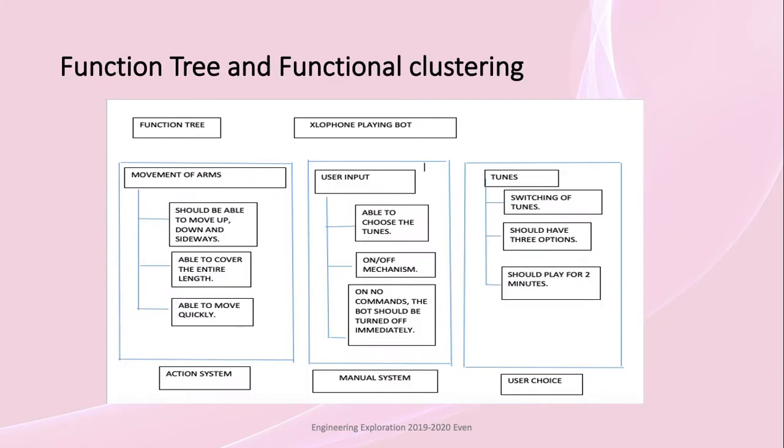Further, we looked into the functions our bot should be able to perform and we created a function tree and divided it into 3 categories. The first one, movement of arms. The bot should be able to move up, down, and sideways. It should be able to cover the entire length of the xylophone and also it should be able to move quickly so that there is no lag while playing a tune.